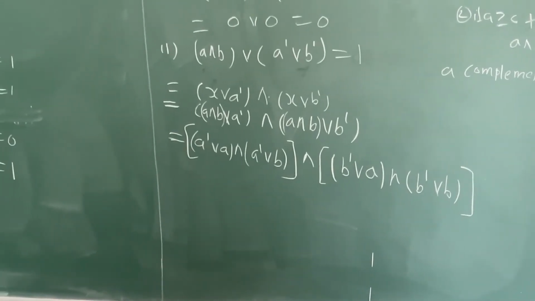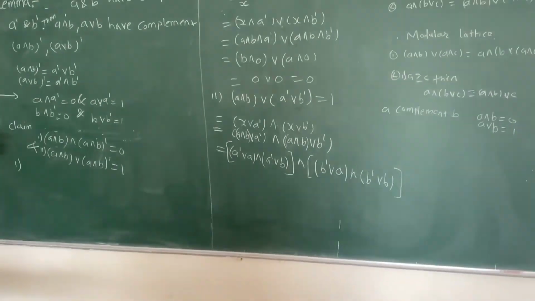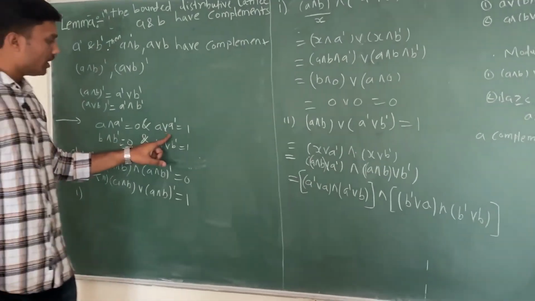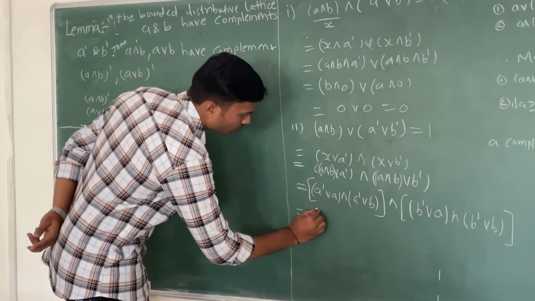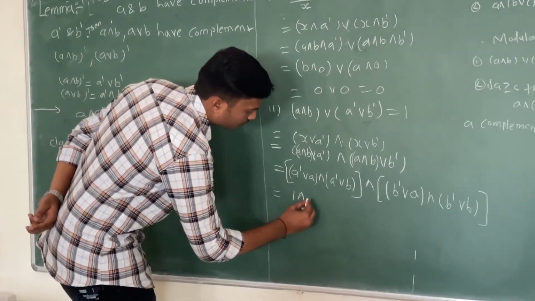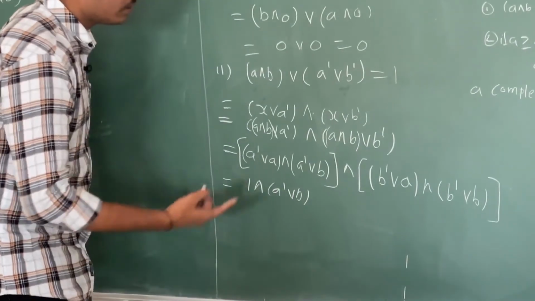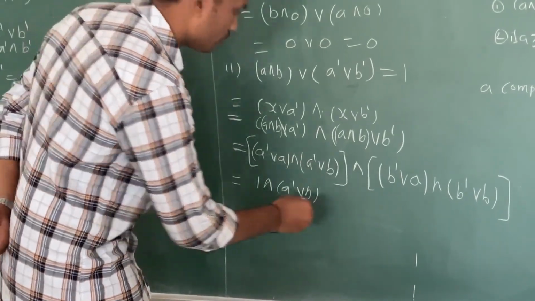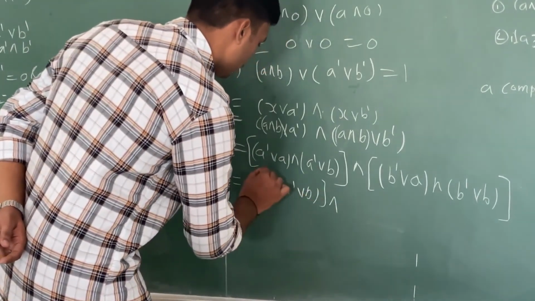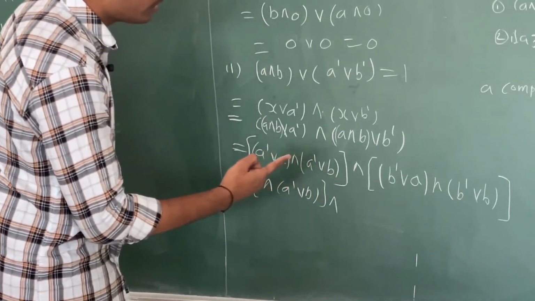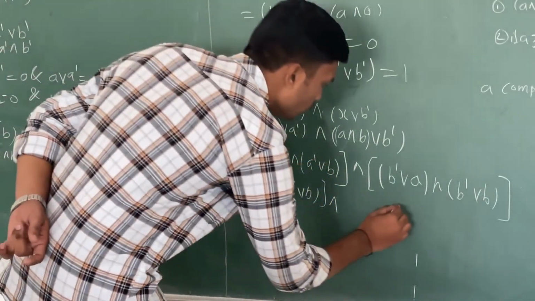What is A dash join A? A dash join A is equal to 1. 1 meet A dash join B. And similarly for this, what is B join B dash? It is equal to 1.